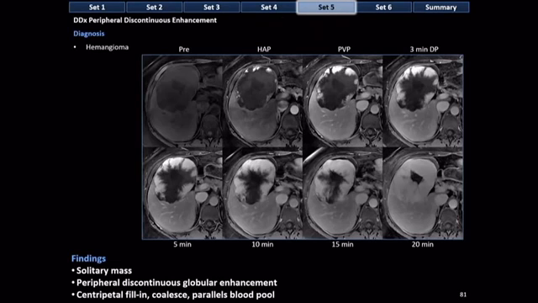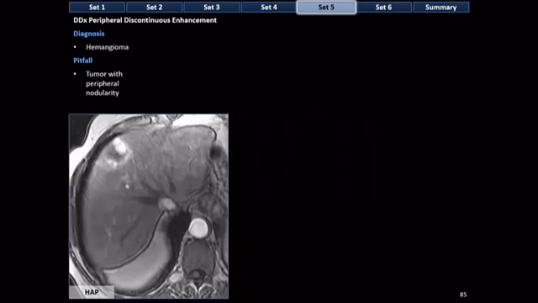But, very important but, there's a pitfall. And the pitfall is that tumors with peripheral nodularity might superficially resemble hemangiomas and be misdiagnosed. So, let's look at an example of that. Here is a patient with cirrhosis, hepatitis C, and in the arterial phase, we see peripheral discontinuous nodular enhancement. And one might, on a bad day, think that this is a hemangioma.